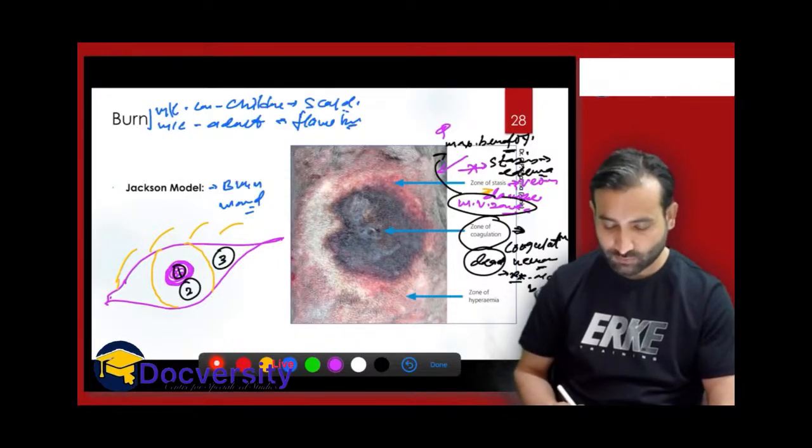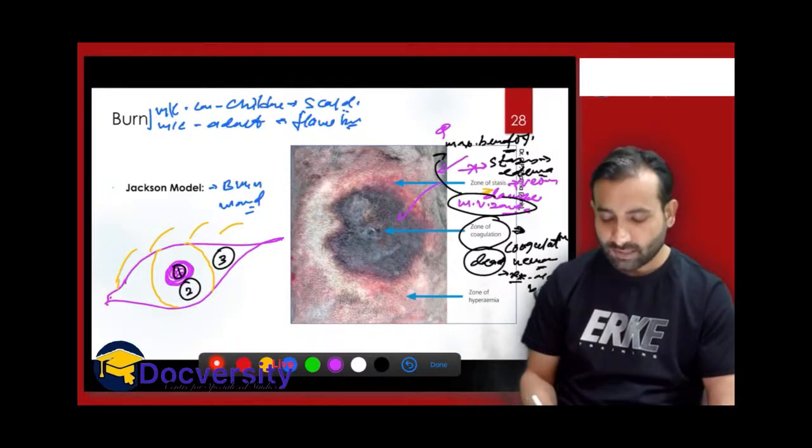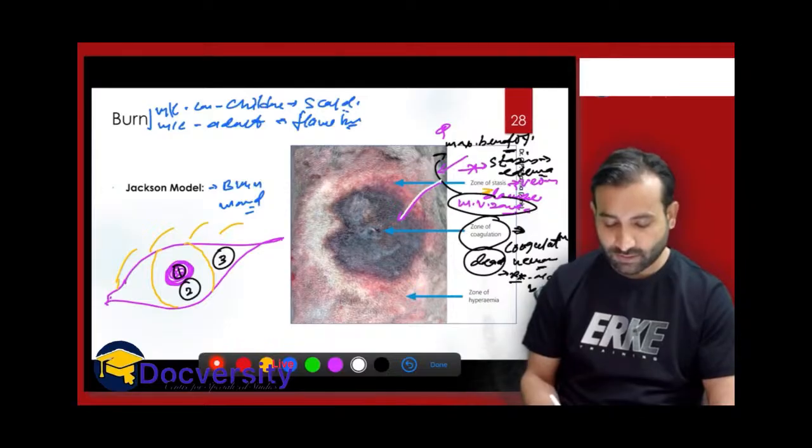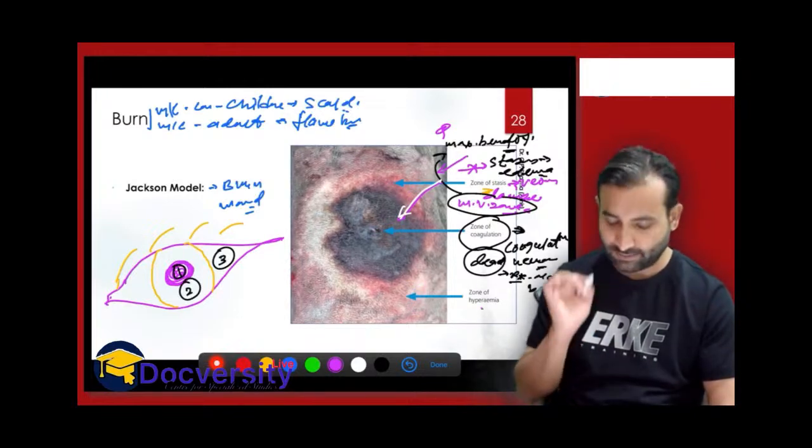So how many points I told? These are all the questions in the exam. Okay. So most benefit over here if we treat on time. If we do not treat, this will convert into this zone. If we do not treat on time, the zone of stasis will convert into zone of coagulation within 24 to 36 hours, and the tissue will die.